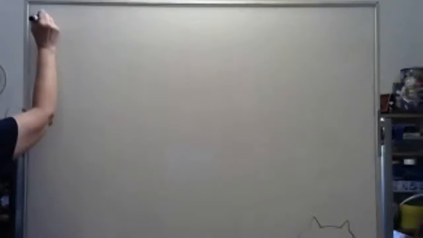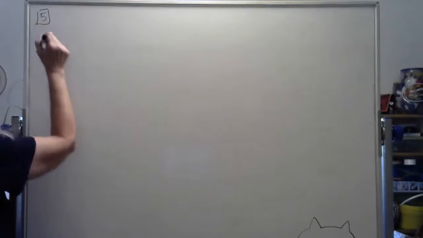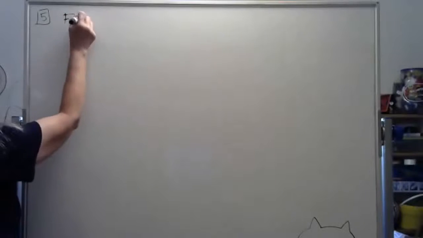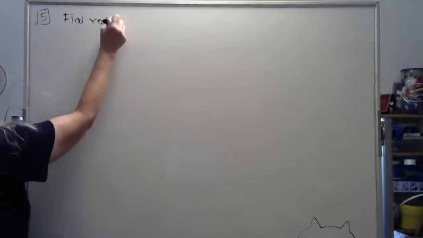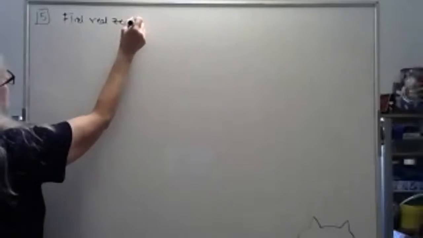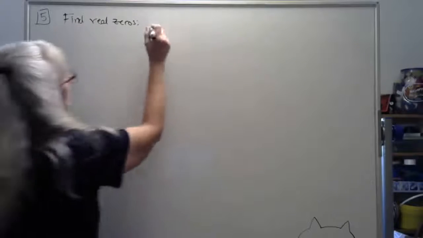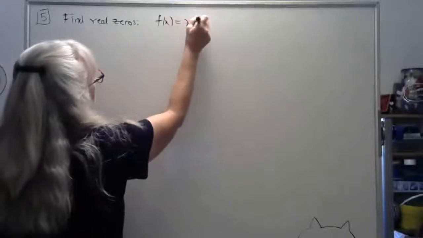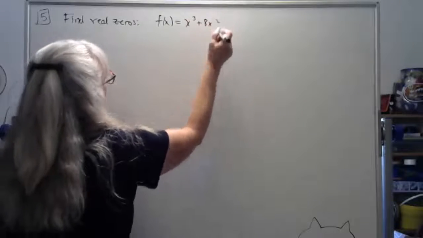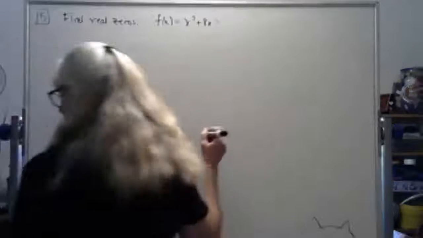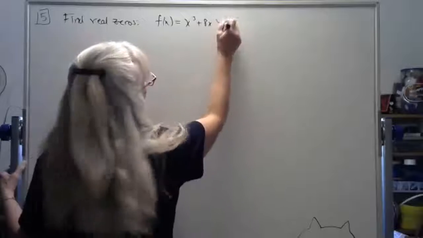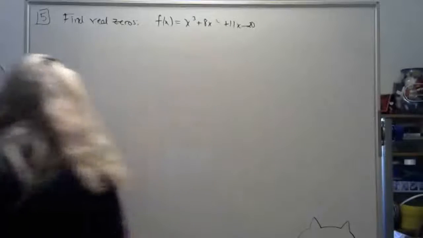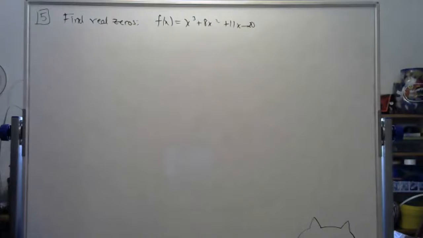So I'm up to example 5. What we want to do is come in and find the real zeros of f of x equals x cubed plus 8x squared plus 11x plus 20. So the same one that we've been looking at for quite a while here. Okay. And then once we've done that, we're going to write it in factored form.